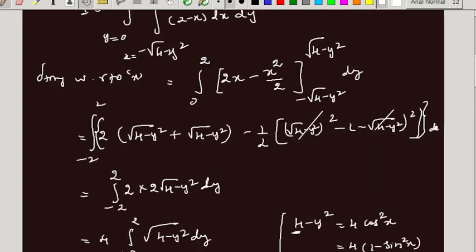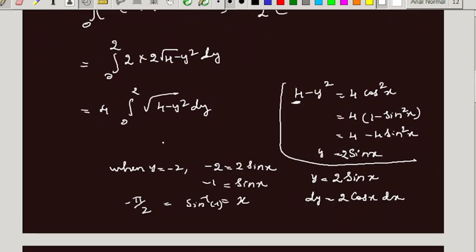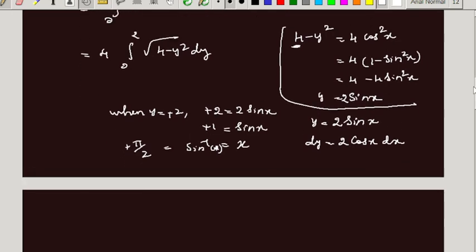So there is a small change here. We have written the limit here; the limit is 0 to 2. So this should be 0, so that here we get plus 2. So sin 90 is pi by 2. This is plus. And when y is 0, so we have the limits.